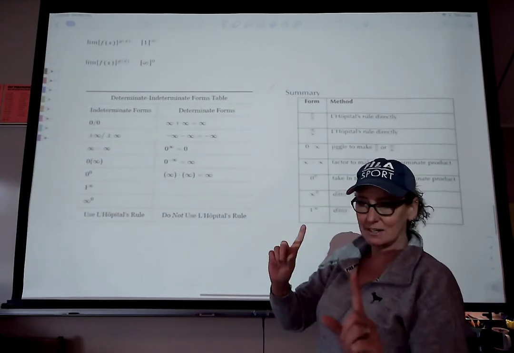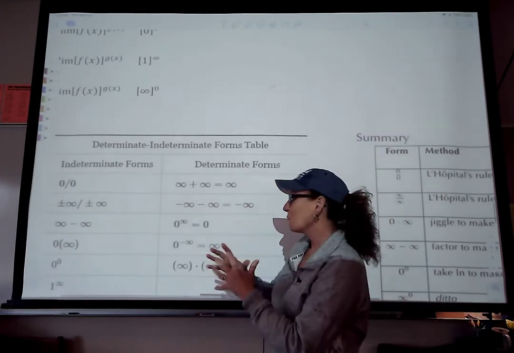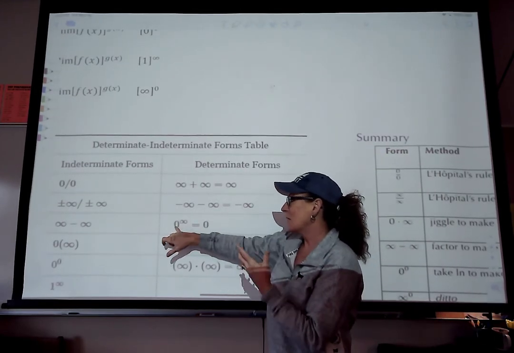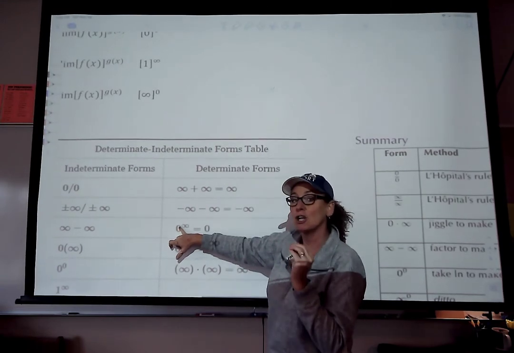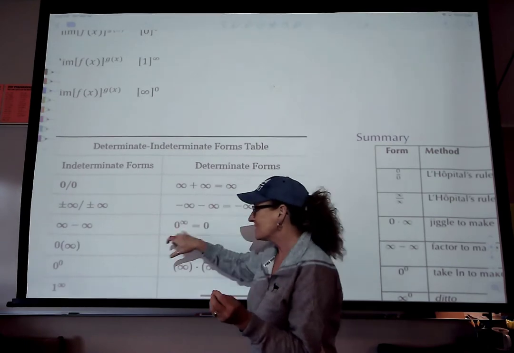Oh, yeah. See? I had to think about this one for a minute. 0 to the infinity power. Okay, so remember, when we're evaluating limits, we don't know that this is 0. It's something close to 0. Well, how do you know? How do you know this is 0, but that's not?